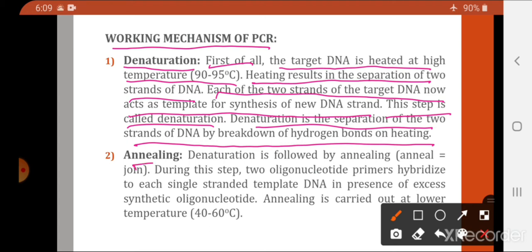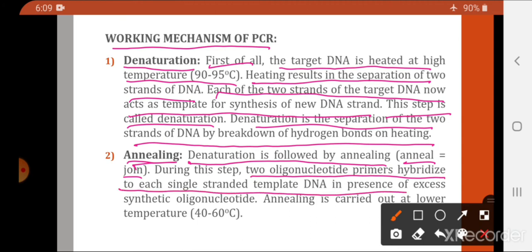The second step is annealing. Anneal करना यानी इसका meaning है joining. So denaturation is followed by annealing. Anneal, it means to join. So during this step, two oligonucleotide primers hybridize to each single stranded DNA in the presence of excess synthetic oligonucleotide. It is carried out at the lower temperature of 40 to 60 degrees Celsius.